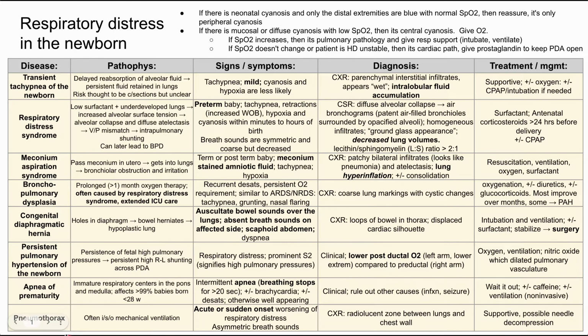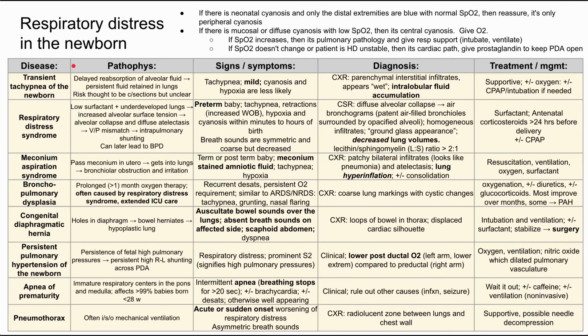What's going on with this kid? And some of these are more minor. Some of these might not even progress to that point with mucosal or diffuse cyanosis. So let's just work our way down. If you want to just study from this chart, that's great, or stick around and listen to me talk about it. So the first one is transient tachypnea of the newborn.